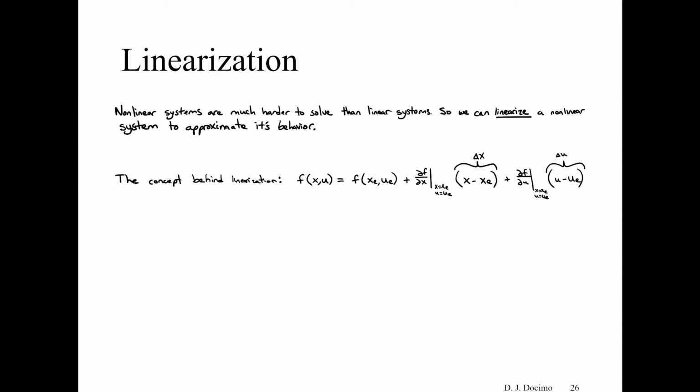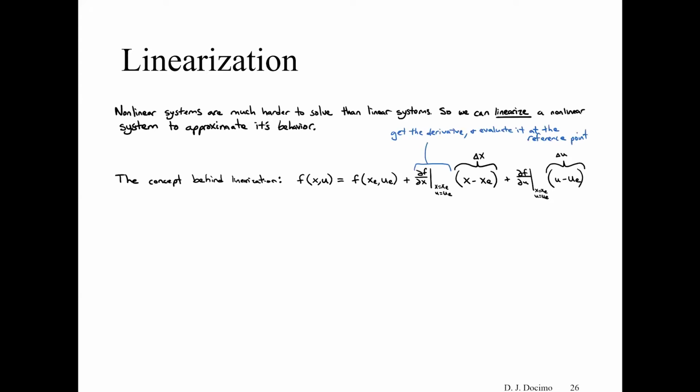I'm going to say they're scalars in this case. Then that f can be approximately equal to f evaluated at our equilibrium points, xe and ue, plus the derivative of f with respect to x. You find that, and then you plug in xe and ue, evaluated at equilibrium again, and then multiply that by x minus xe, or delta x. That is our perturbation from equilibrium. Then you do the same thing for the derivative with respect to u, evaluated at equilibrium, and multiply it by delta u, that is u minus ue.